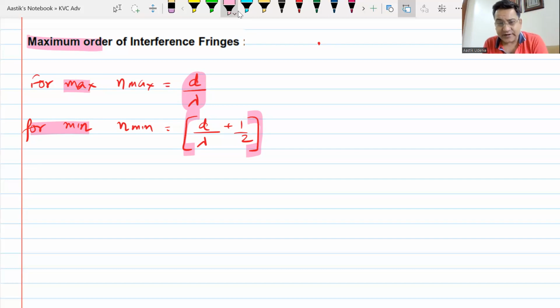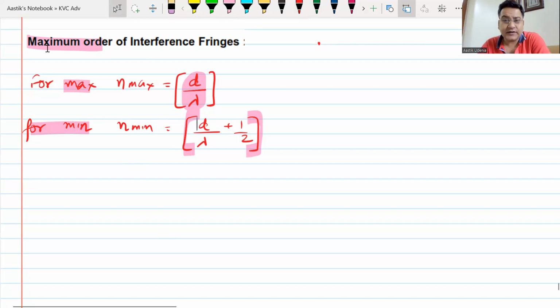For constructive interference, the maximum number is d by lambda. For destructive interference, the maximum number of fringes that you can get is d by lambda plus half, the greatest integer value. Here also we have to use the greatest integer. So if it is 1.2, you will take 1. 2.1, you will take 2. Do we understand this? Yes, sir. Give you 2 minutes to note it down. Note it down, fatafat.